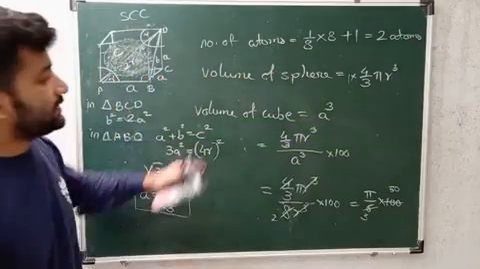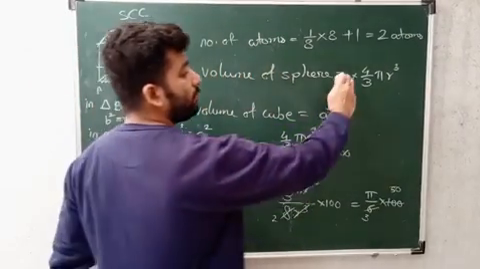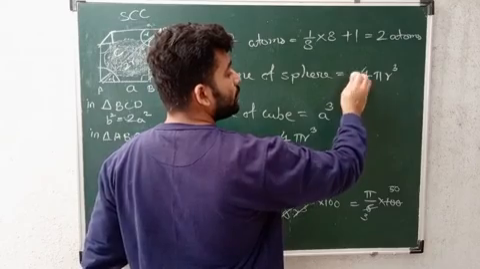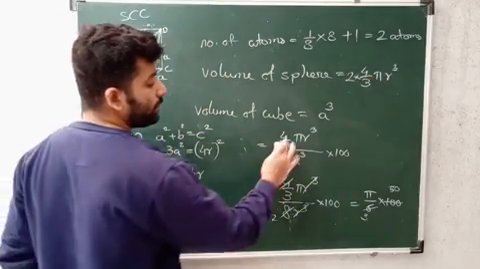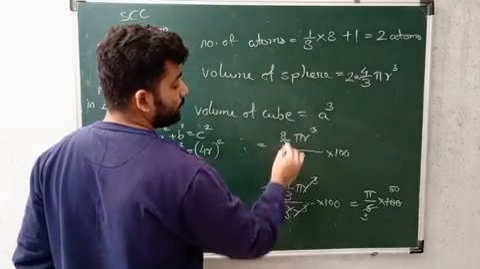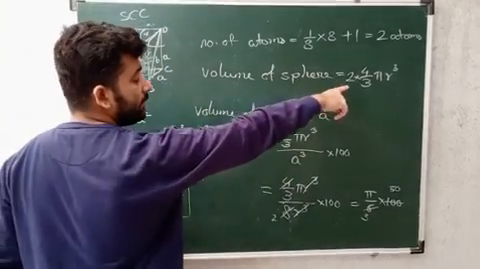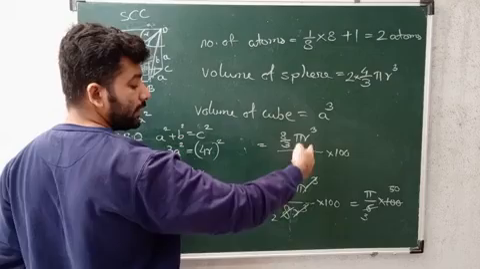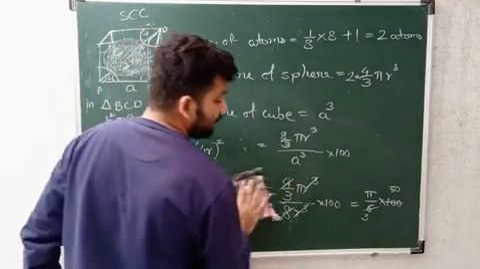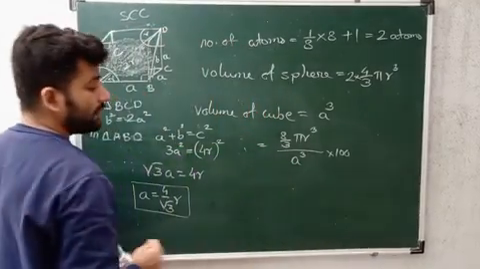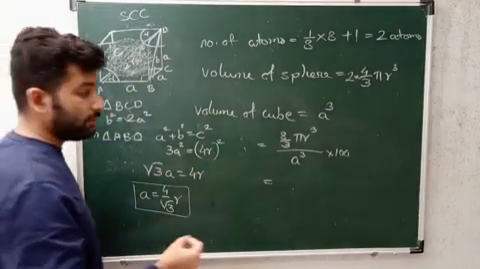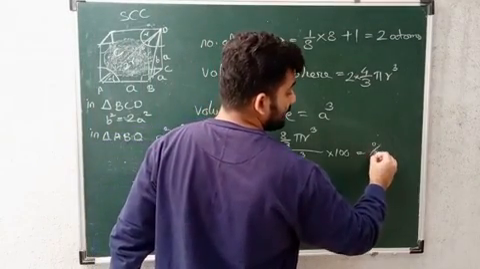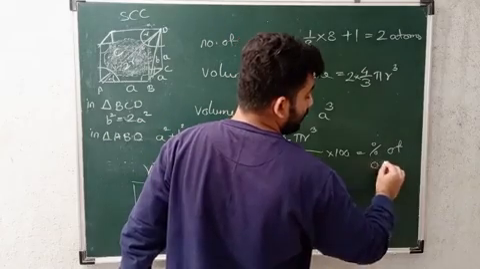Next, volume of sphere will be what? 4 by 3 pi r cube. And how many spheres do we have? 2 spheres. So that will be 2 into 4 by 3 pi r cube, which will give you 8 by 3 pi r cube. Volume of cube is equal to a cube. So a cube value can be substituted over here. We are finding out the percentage of occupied volume.